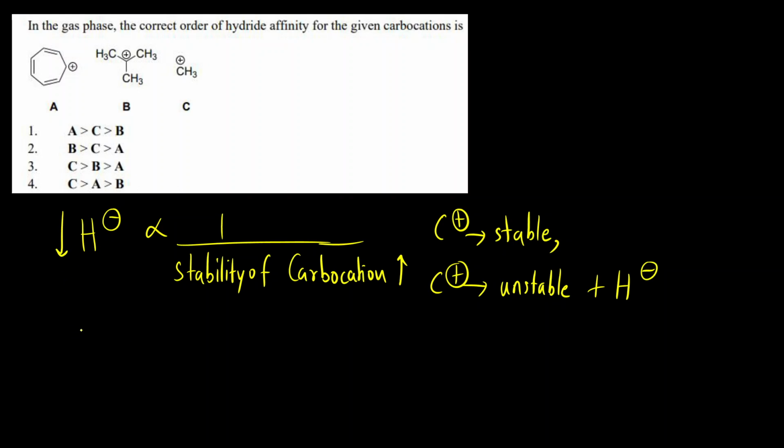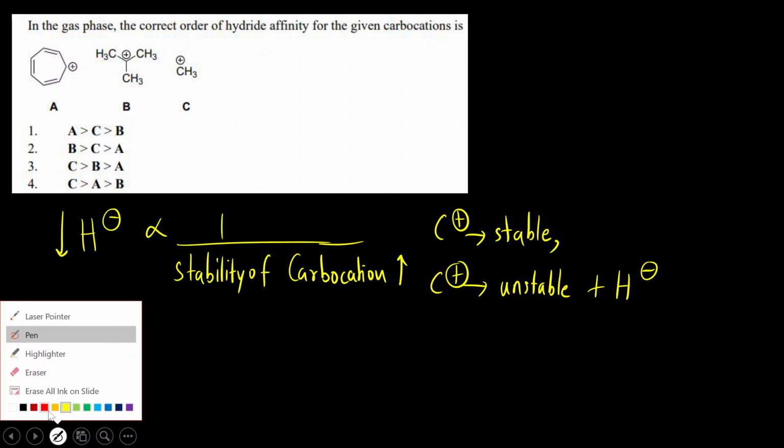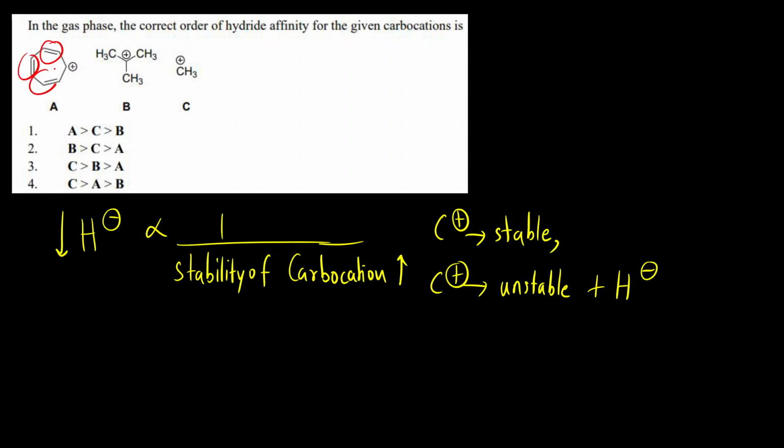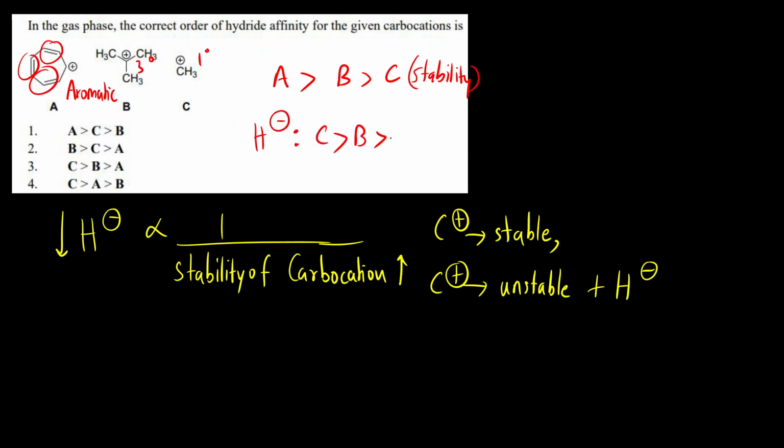The correct order of stability will be, let us see here, 2 plus 2, 4 plus 2, 6. This is aromatic, so this is the most stable. Then here this is tertiary, this is primary. We know tertiary is more stable. So the order of stability is A, B, C, and the hydride ion affinity order will be reverse: C, B, A. If C, B, A, the correct answer is option 3.